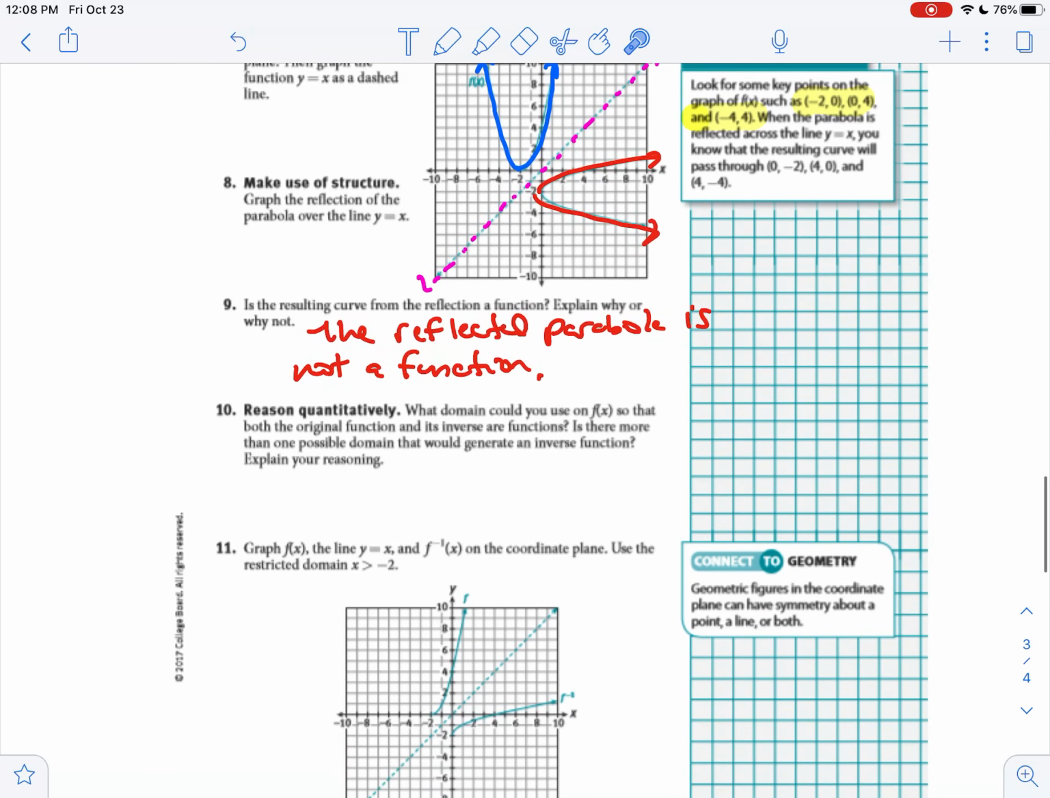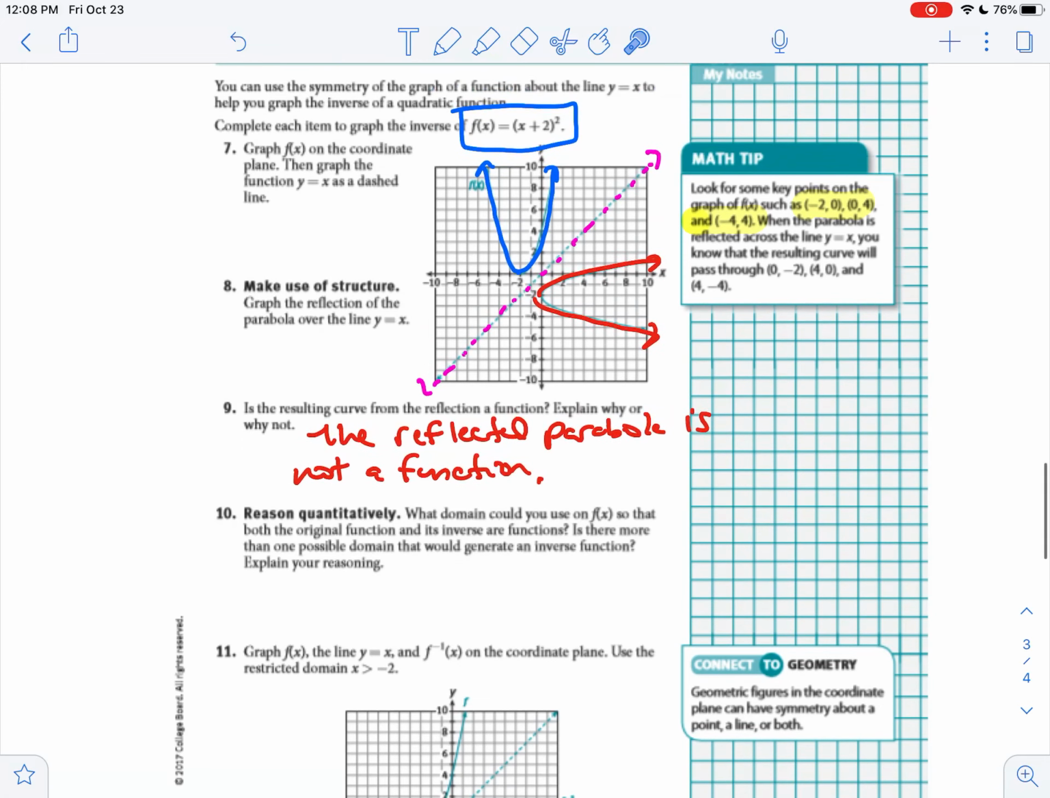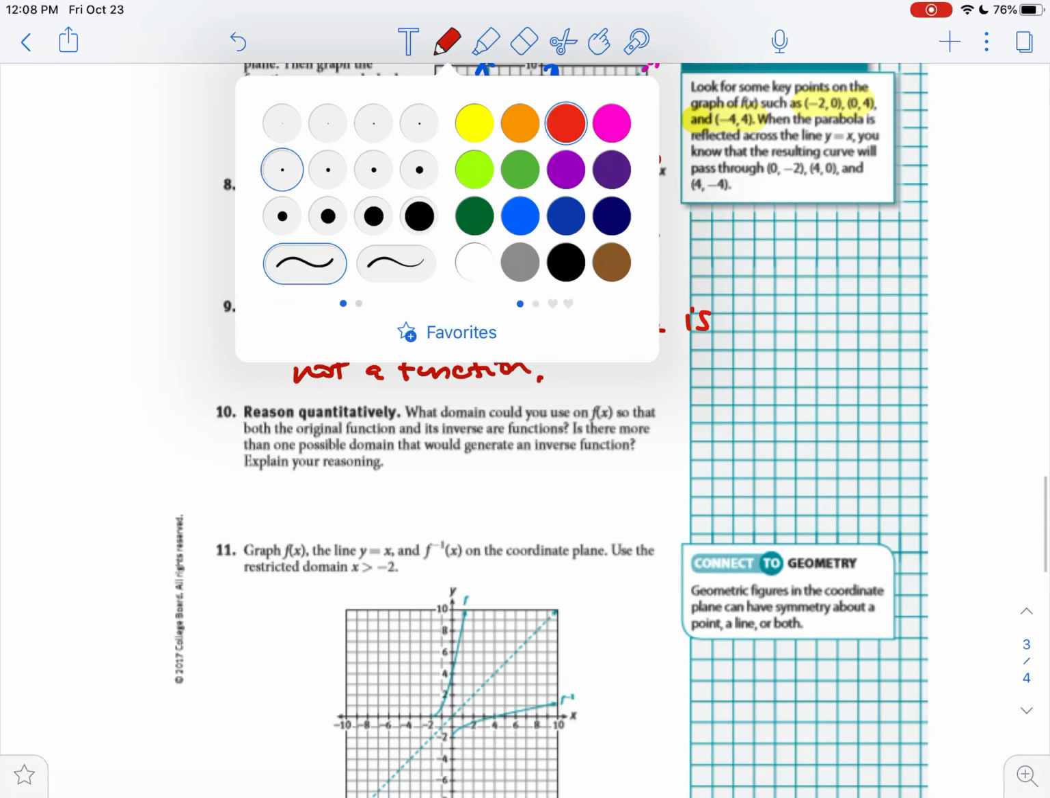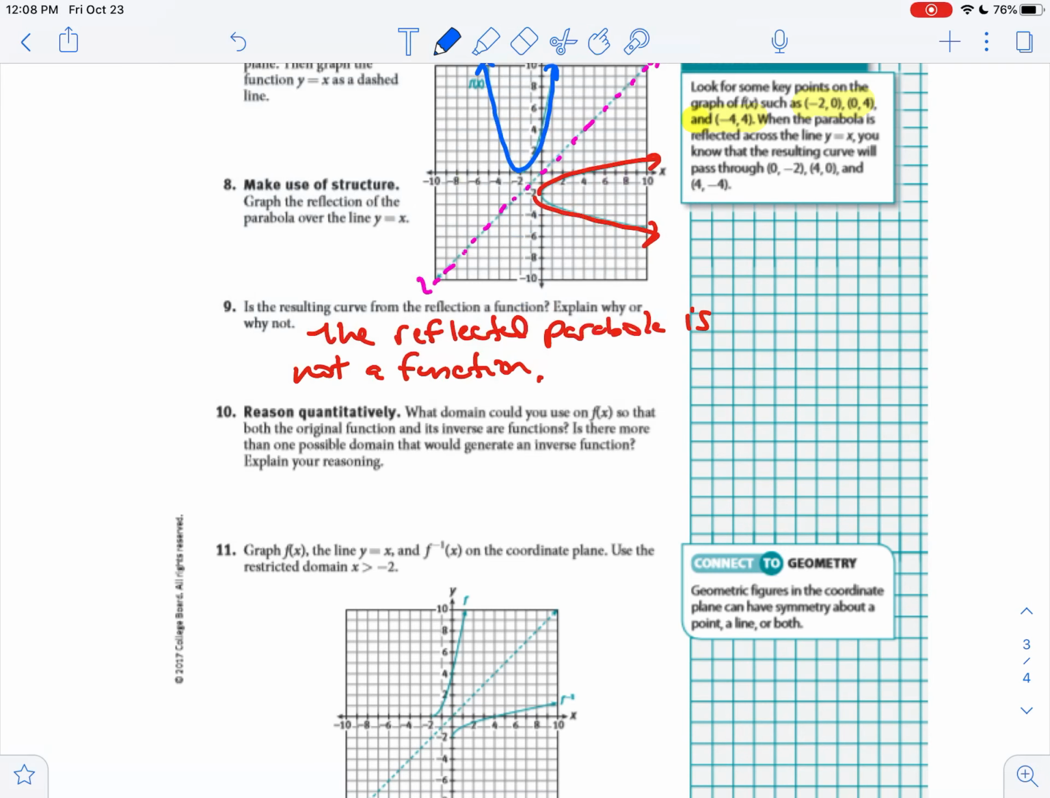Our original function is a function, but our inverse is not. So what we would want to do is set up a domain restriction. And so if we think about this graph, if we maybe only graphed half of it and we reflected it, we would have a function. If we graphed only this half, we reflected it, we would get this half. Again, that would be a function, but having the whole parabola reflected does not create a function for our inverse. So we have to set up a domain restriction.